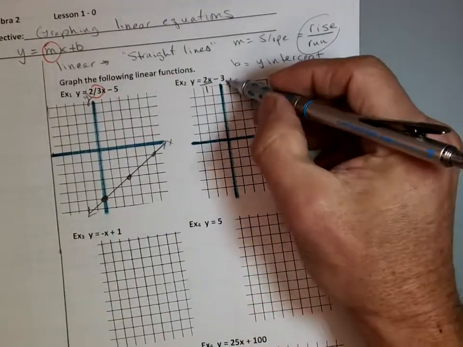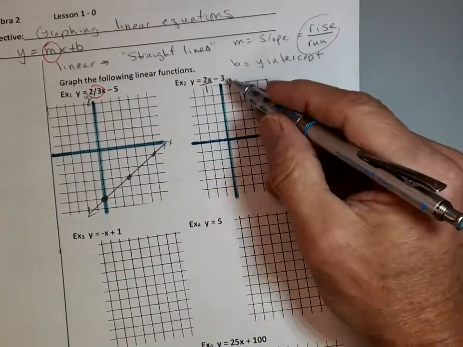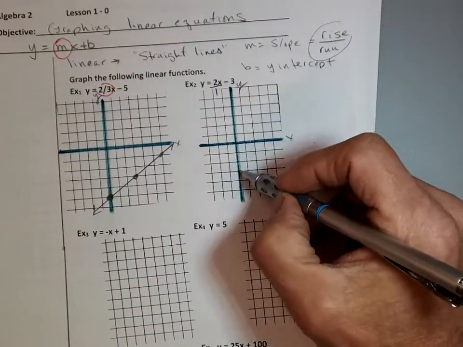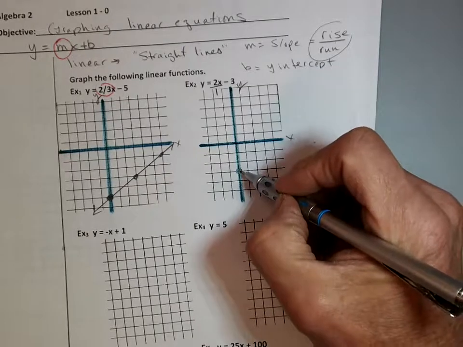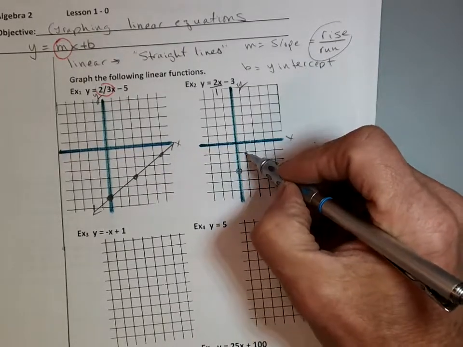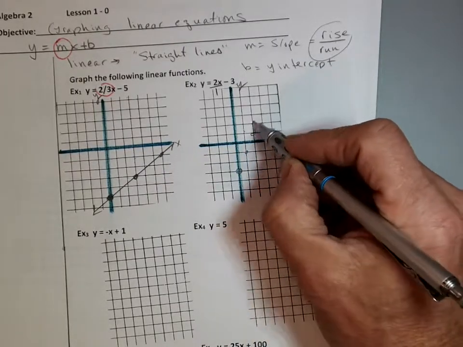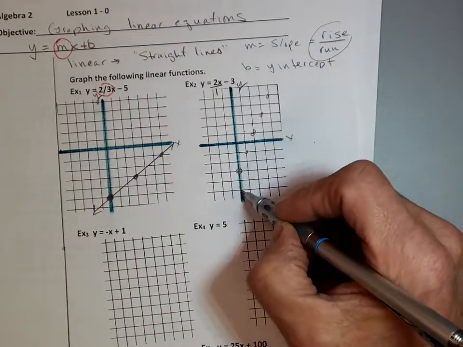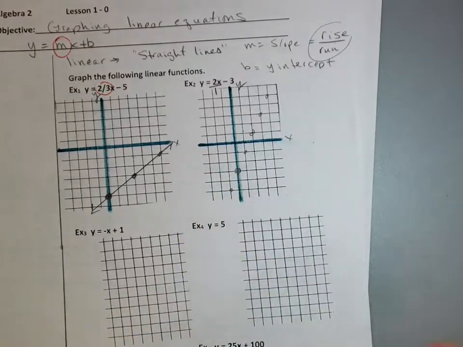We're going to go down to -3 on my y-axis, right? Don't ever start on your x-axis. 1, 2, 3. And my slope is up 2, and over 1, up 2 and over 1, up 2 and over 1, so forth and so on. And I can even go down back 1, same line.